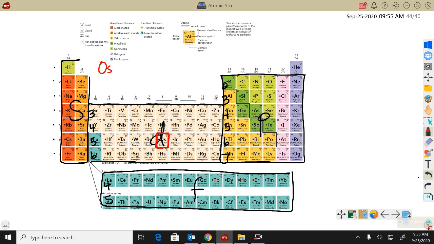It's number 76. So here we go. We start with hydrogen, helium, 1s2. Then I go to the second energy level, lithium and beryllium, 2s2. Boron through neon, 2p6. And then I'm done with the second energy level.